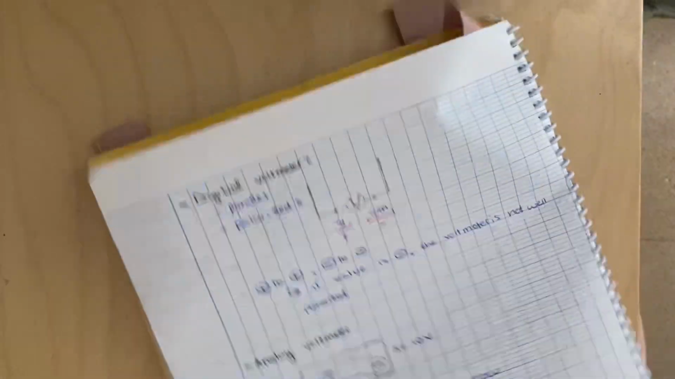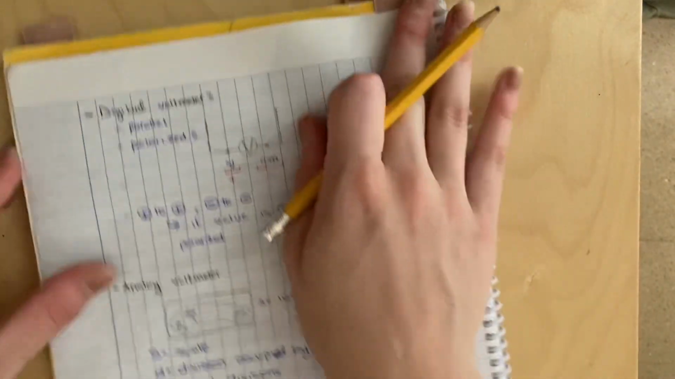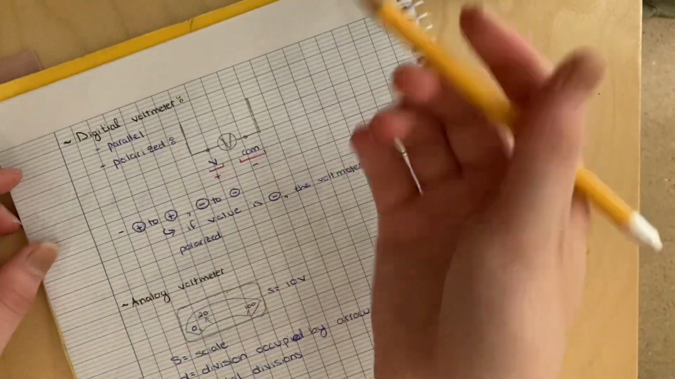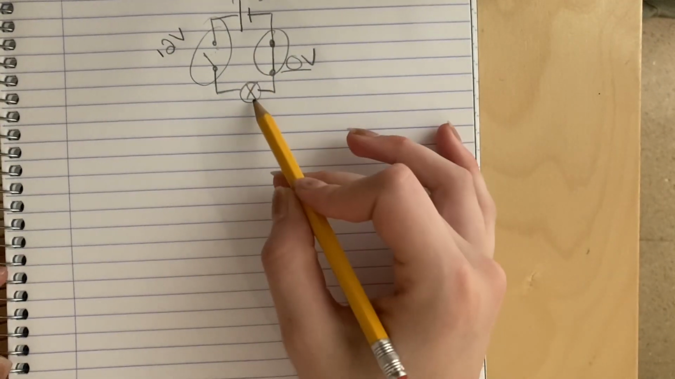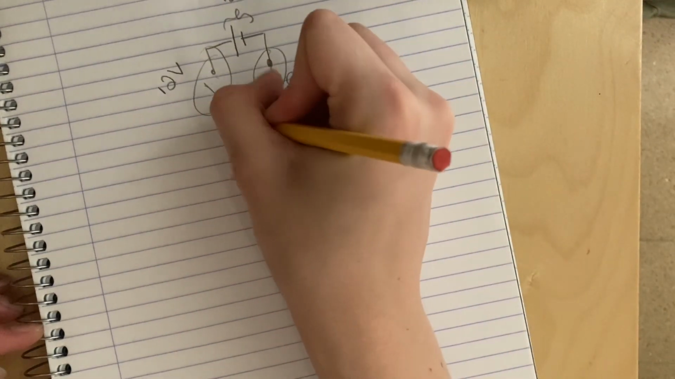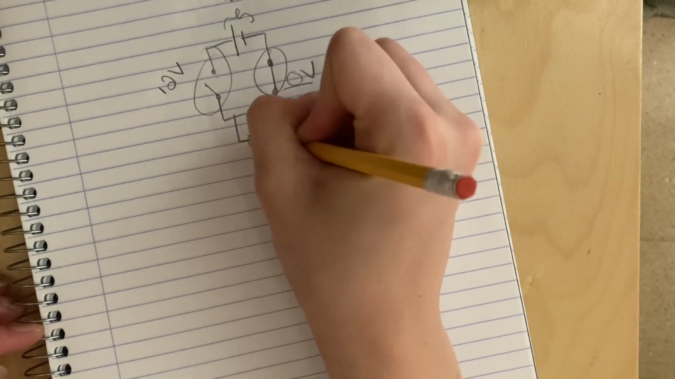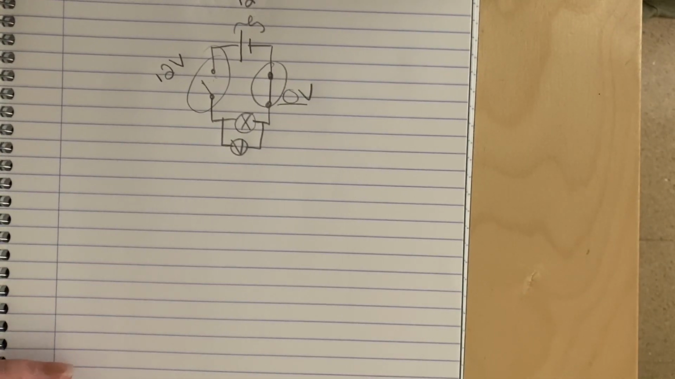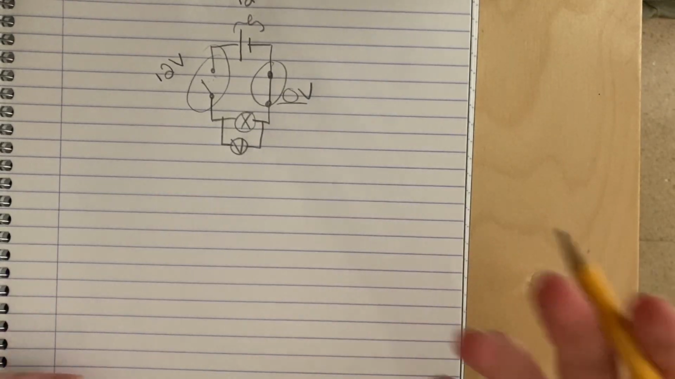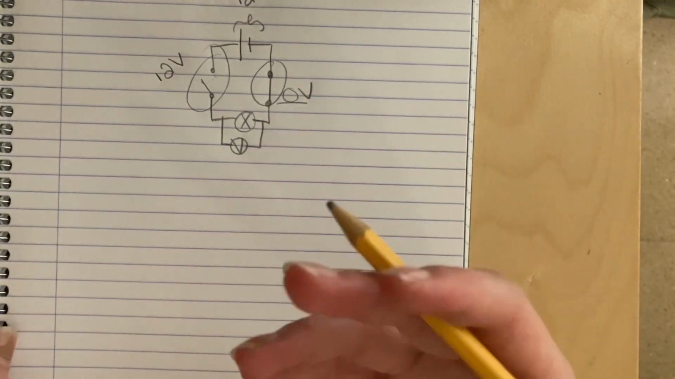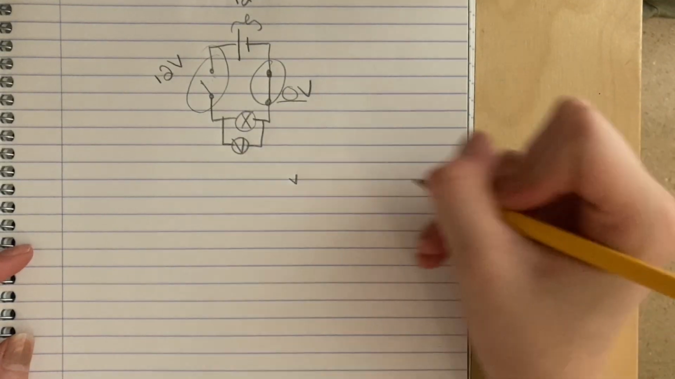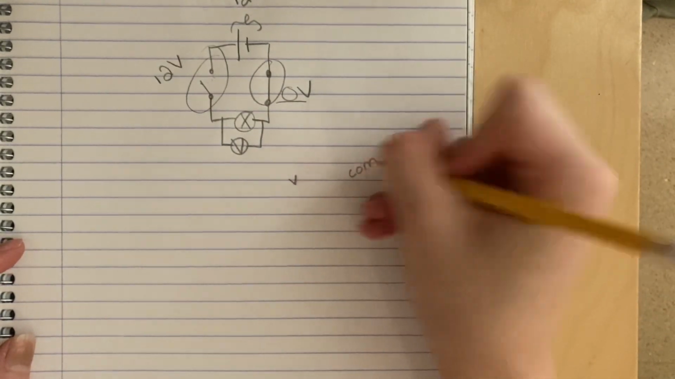Next page. Voltmeters. Voltmeters, you connect them in parallel. So if you have a circuit, if you want to add a voltmeter onto this, you would add it like this, okay? A voltmeter is polarized, which means it has a positive and a negative terminal. The positive terminal is called V. The negative terminal is called COM.